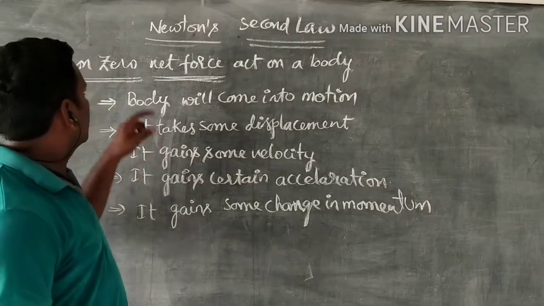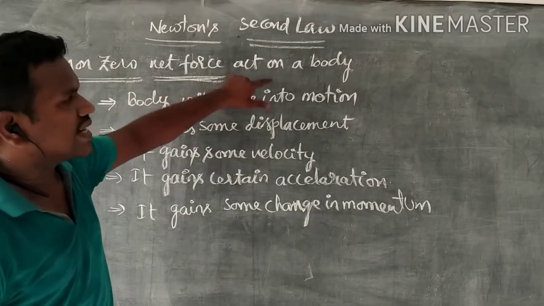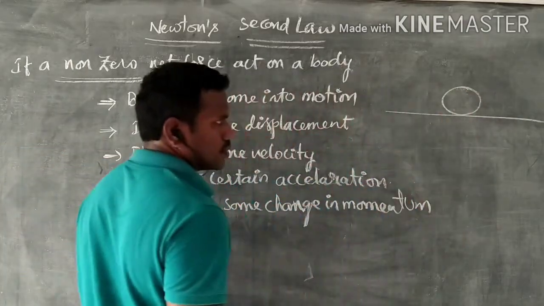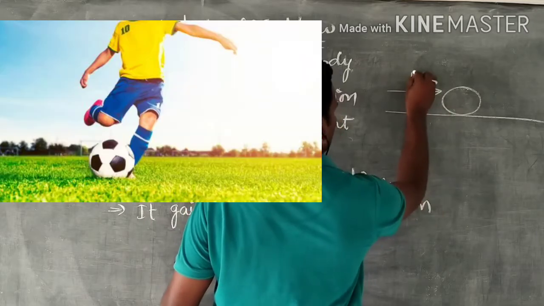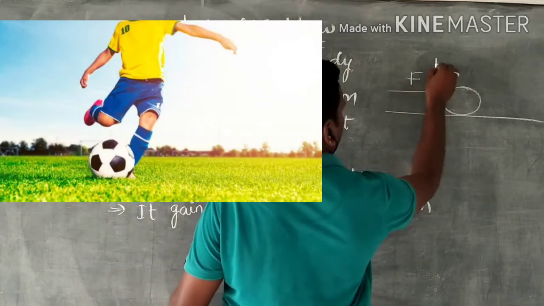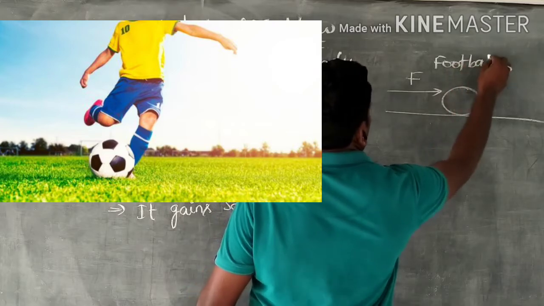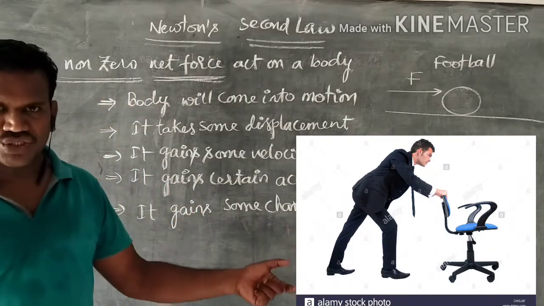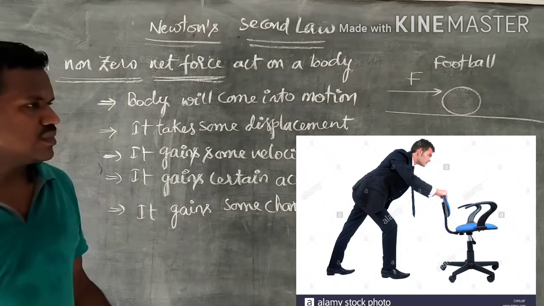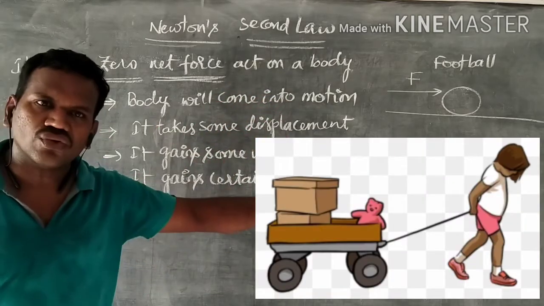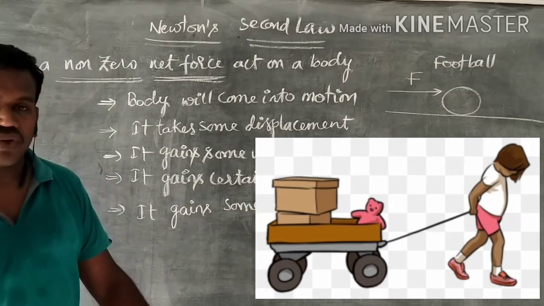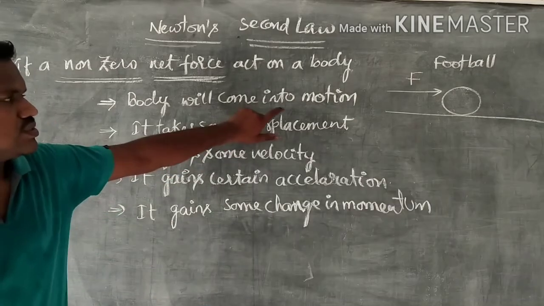See, if a non-zero net force acts on the body, for example, here your body is there. On this, I applied a certain amount of force. The body may be a football, or a cycle, or a bench or a chair, whatever it may be. If we apply a certain amount of force on the chair, or on the football, or on the bicycle, what happens? They will come into motion.